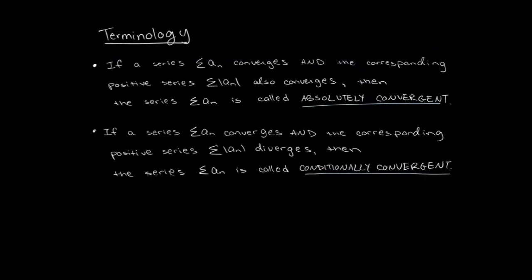We're going to cover some terminology. If you have a series, any type, alternating or regular, any series at all, if that series converges, and if the corresponding positive series, where you essentially get rid of all the minus signs, if that as a separate series also converges, then we say that the original series is called absolutely convergent. Or if the original series converges, but the positive series does not converge, then that series is called conditionally convergent.